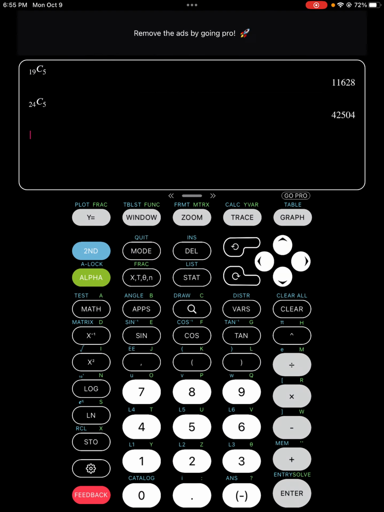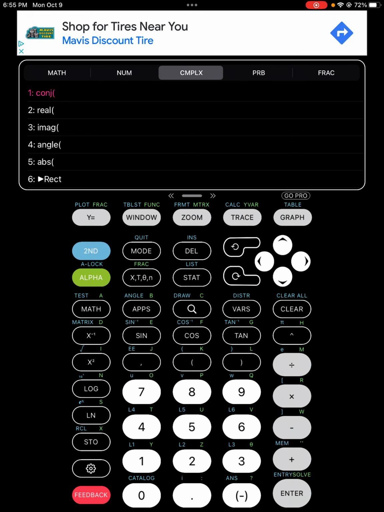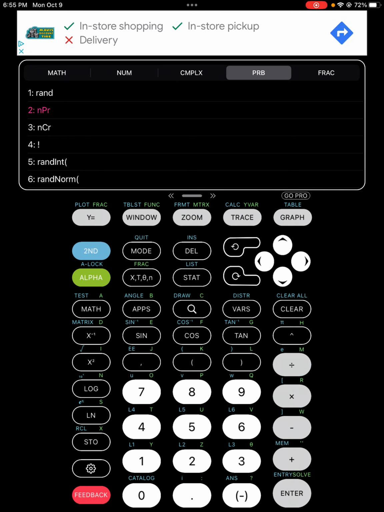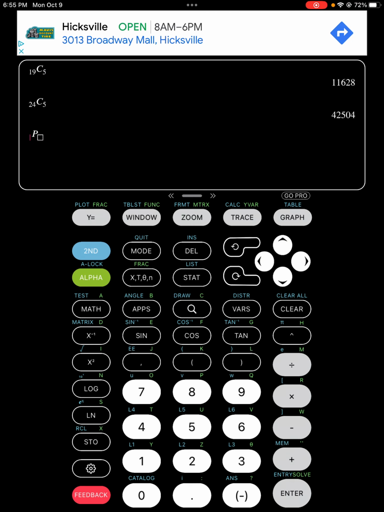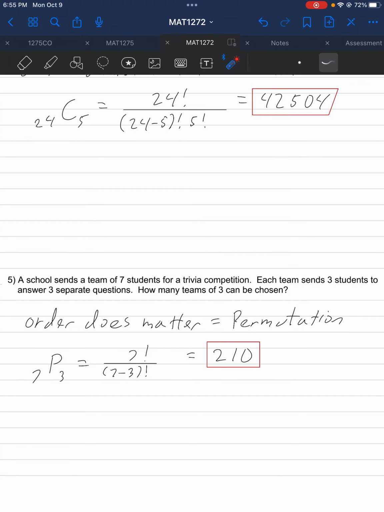In order to use your calculator for this permutation, let's go to Math, and move over to PRB. Choice number 2, nPr. We'll hit 7 for n, and then 3 for r, hit Enter. And 210 is our answer. Once again, make sure that you can recreate this answer using your own calculator, because the inputs might be slightly different.